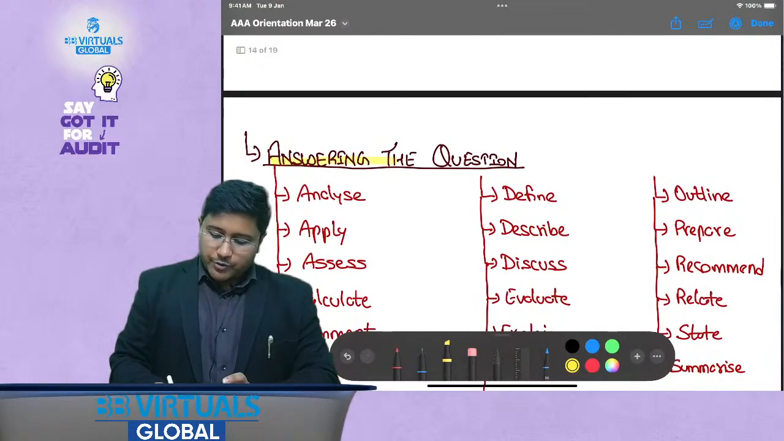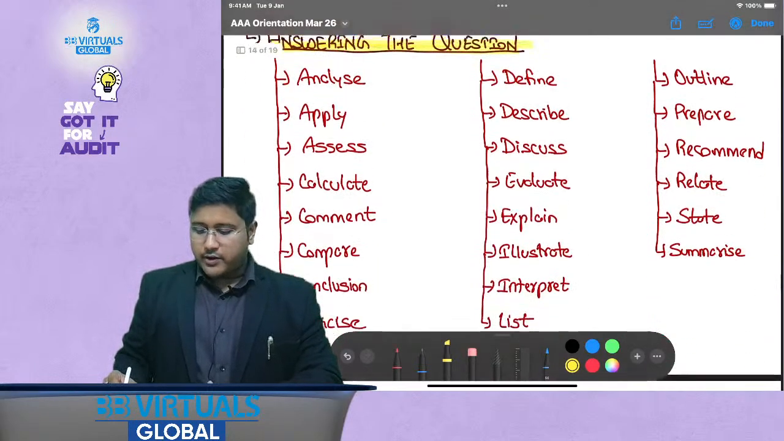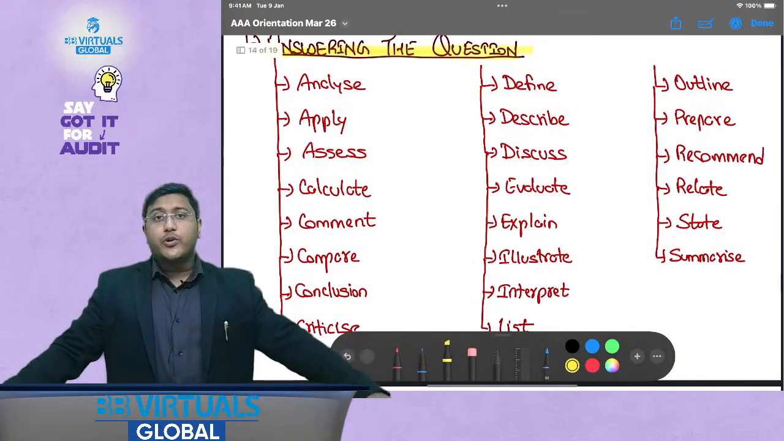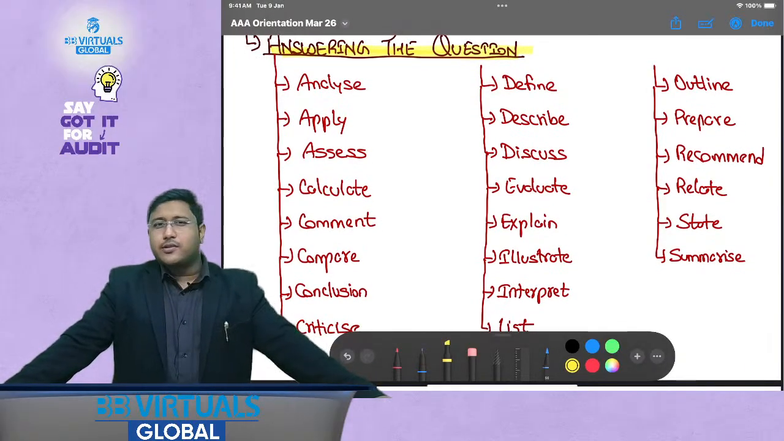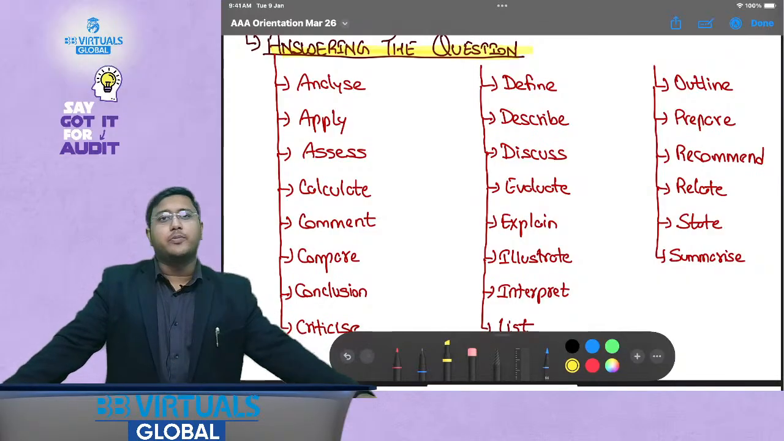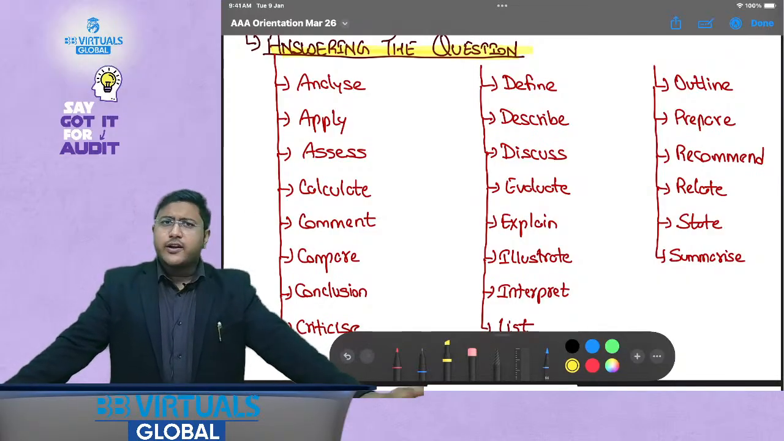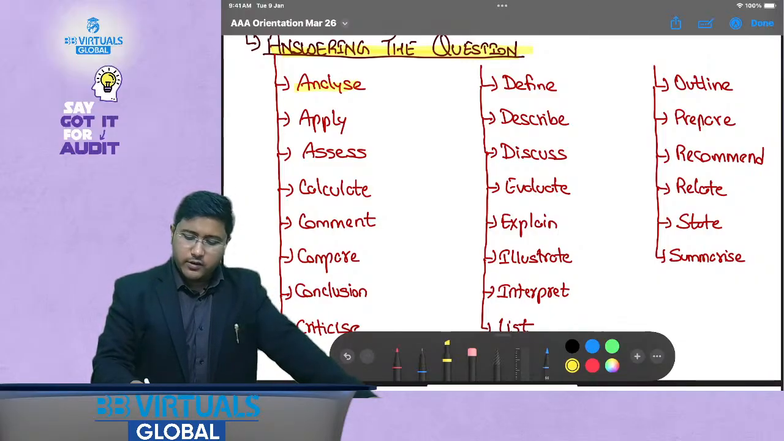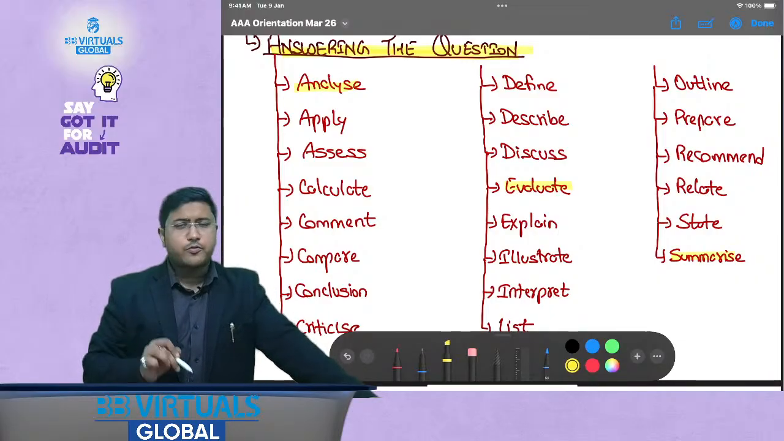Now, answering the question is something that is going to be very new for you. Why do I say that? Whenever there is a question, at the end of the question there is a word that determines how your answer should be. There are different types of words that are used. Analyze is very different from evaluate, and that is very different from summarize.